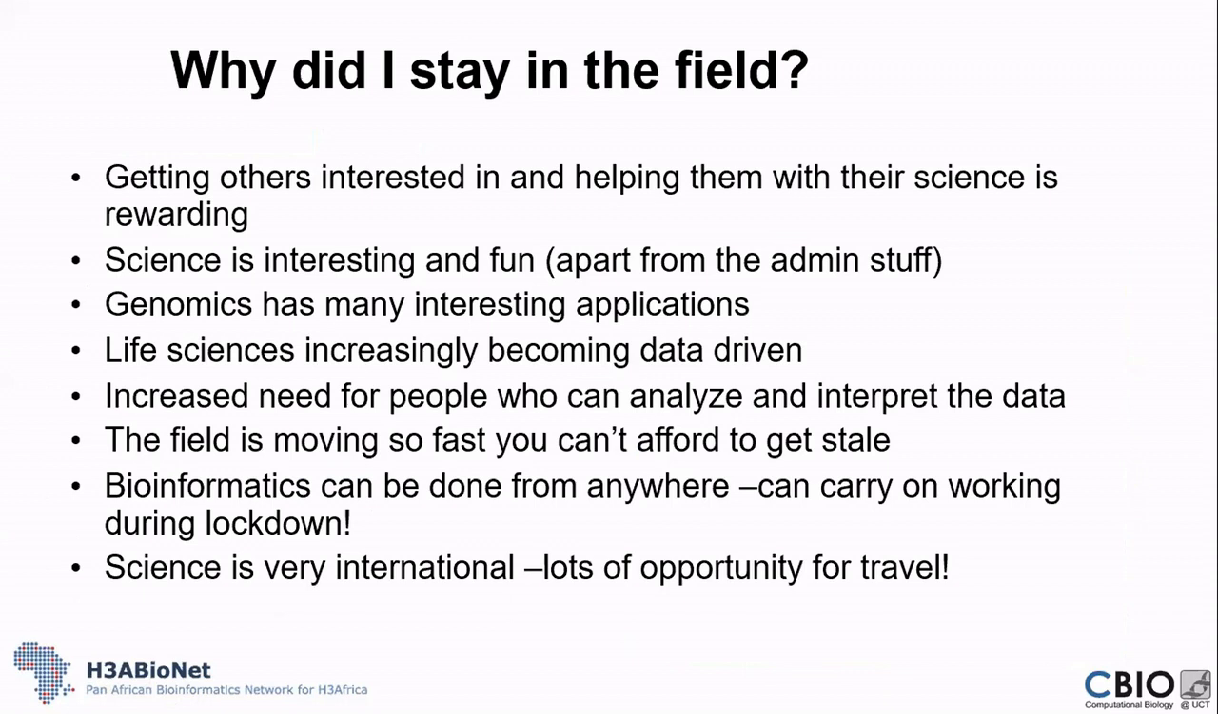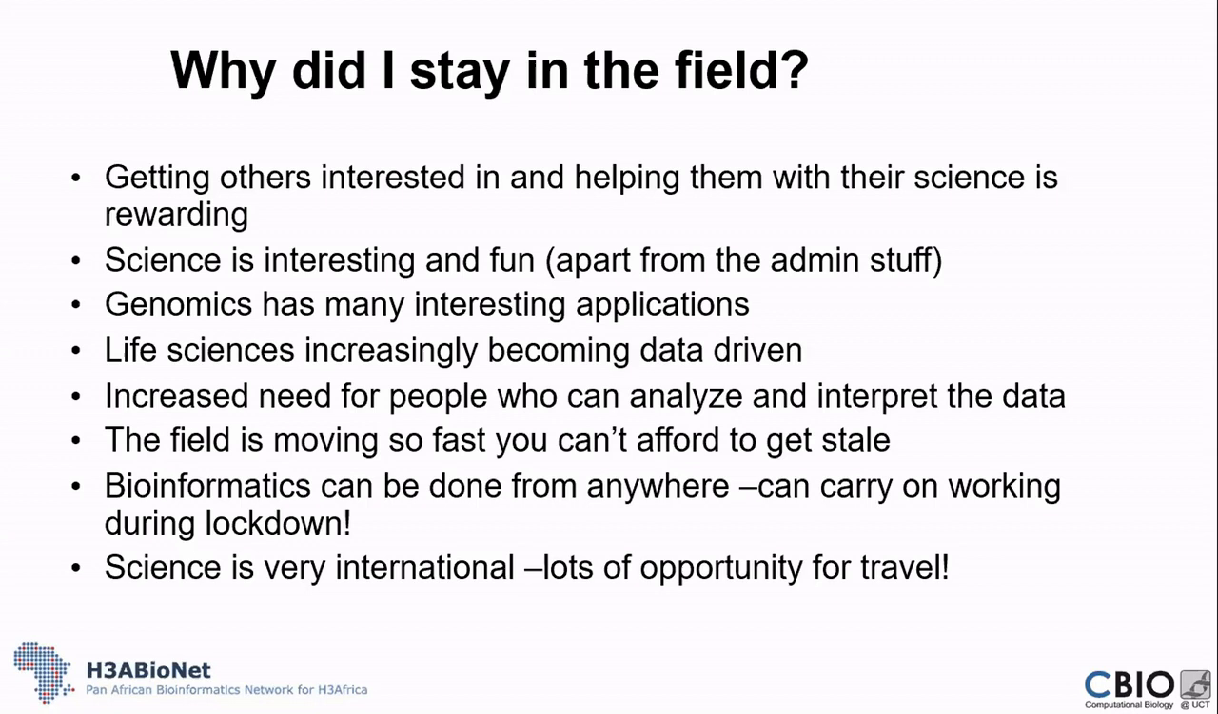Genomics has amazing applications. It's getting more and more data driven, which is why I've moved away from the wet lab. I haven't dared to pick up a pipette for years. And the more it's becoming data driven, the more they need people like us. So bioinformaticians are just the most in-demand people in the world, I think, at the moment. The field is moving fast, so it's constantly changing, it's exciting, it doesn't get stale. And it can be done from anywhere.